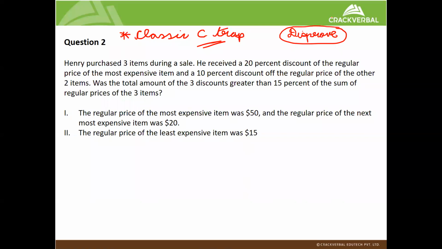Now, there are multiple ways to work this out. Some of you would have directly taken values and used numbers to try to figure it out. Some of you would have just looked at the two statements, said both together need to be sufficient, so C. First thing, beware of the classic C trap. Second, again I'm repeating, always try to disprove the statements.